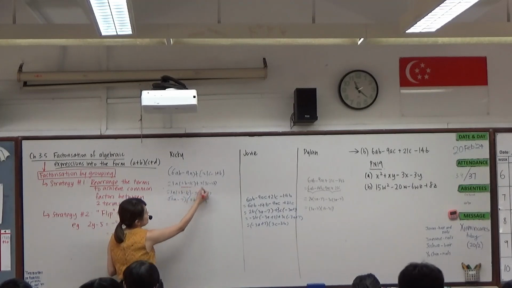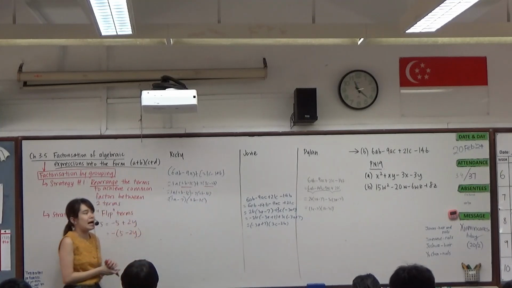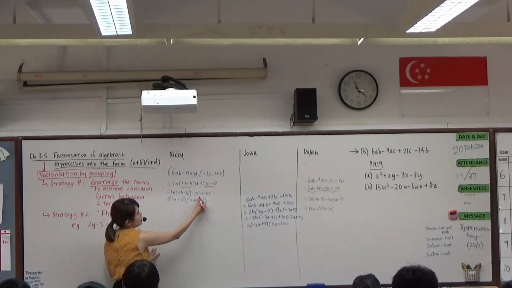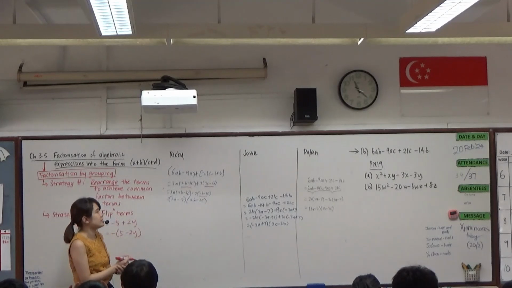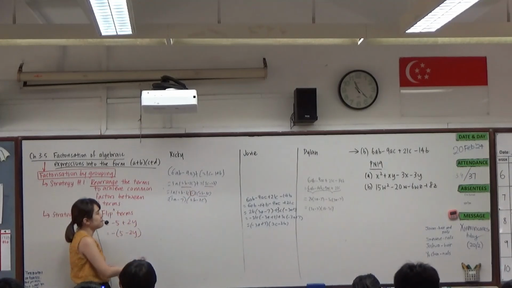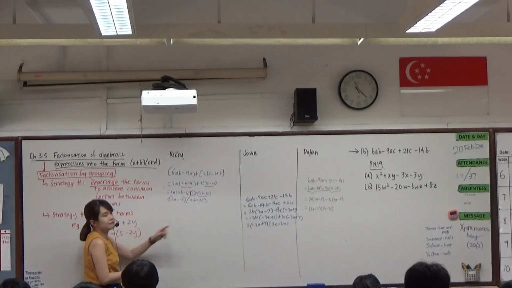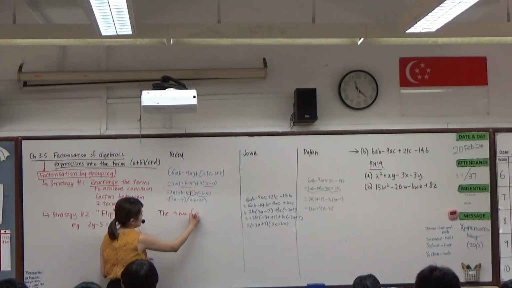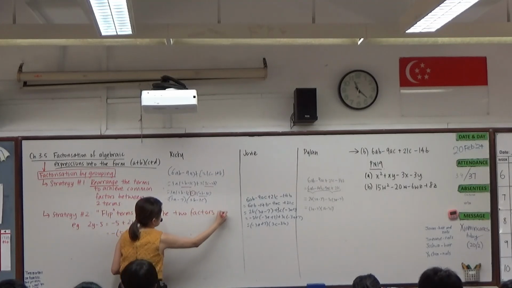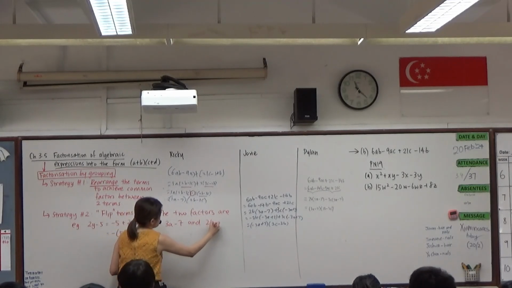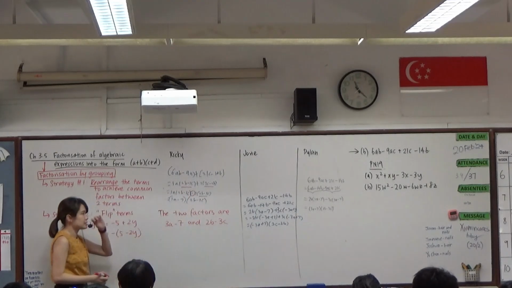Because 2b minus 3c and 3c minus 2b are not the same, in order to flip this 3c minus 2b to be 2b minus 3c, this must become a negative sign. And therefore we get the answer of 3a minus 7 and 2b minus 3c. So the 2 factors are going to be 3a minus 7 and 2b minus 3c, according to Ricky's answer.